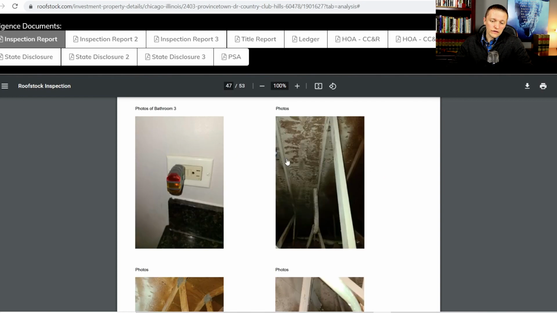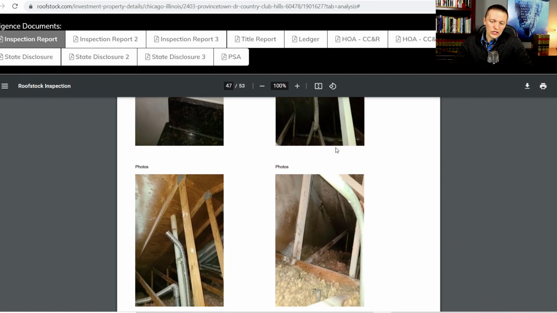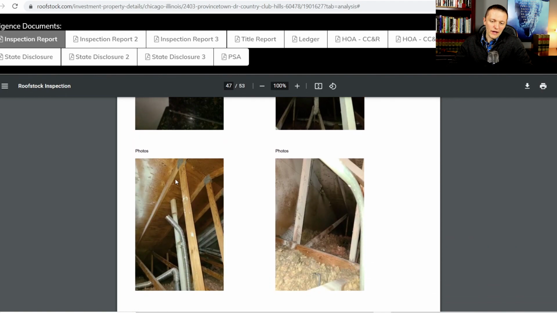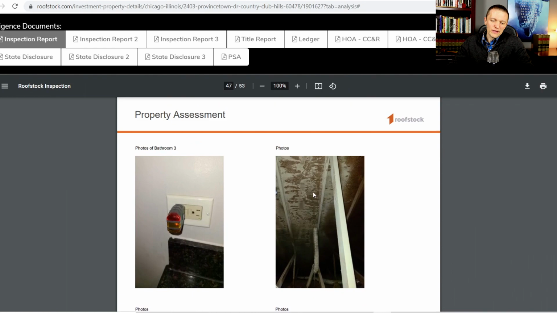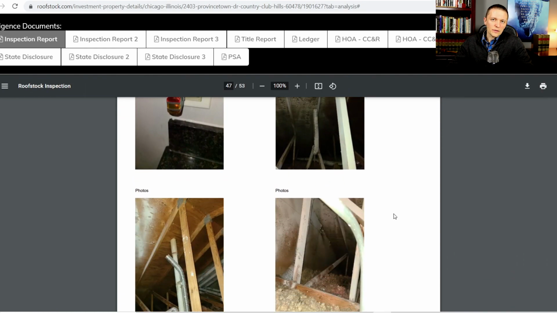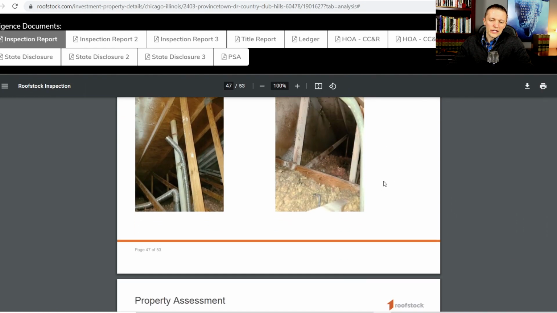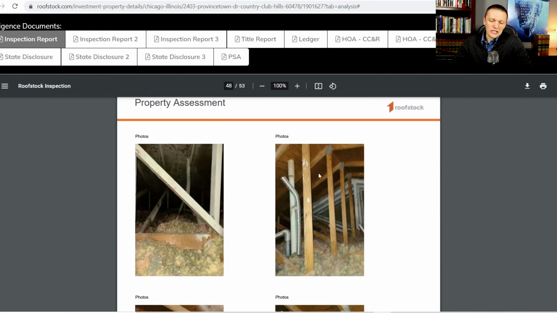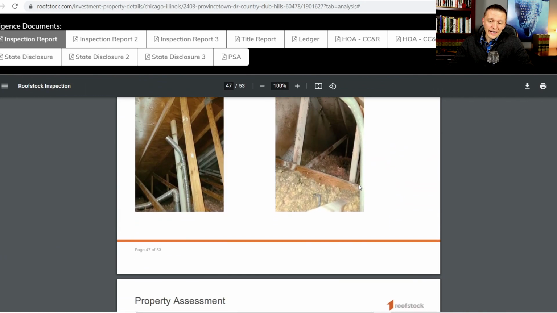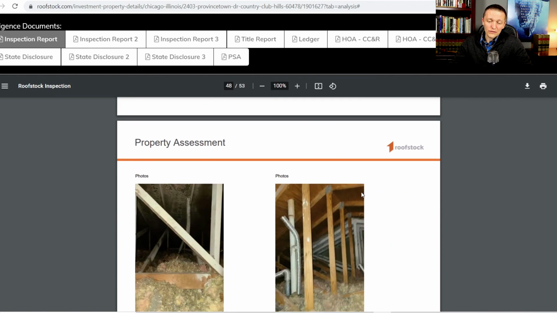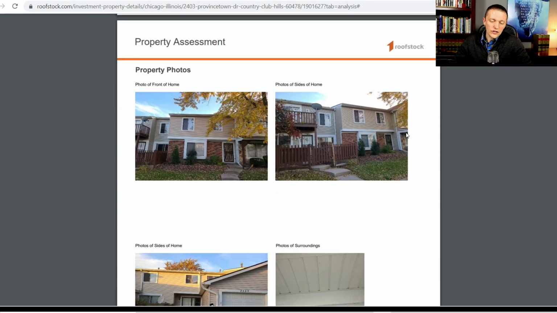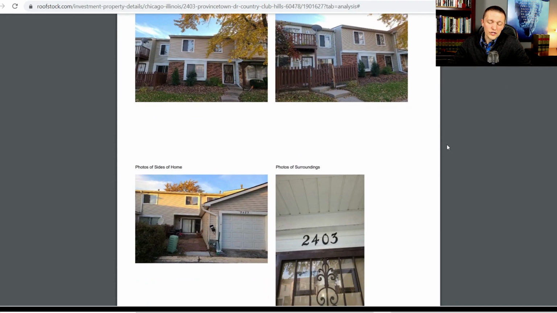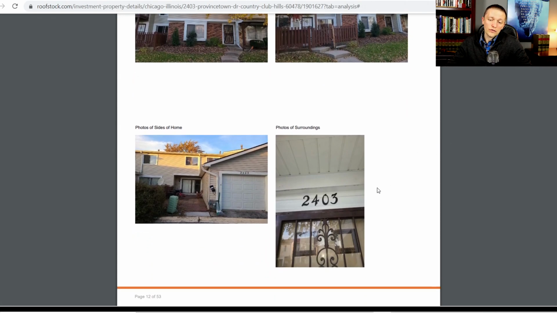And I looked at the photos. They don't look to me too terrible. There may have been some kind of mold or some issue there that they either spray painted, or maybe they spray painted Kilz on it, or maybe they bleached it. In any case, it is something that can be remedied fairly easily and relatively inexpensively. It does not look like an attic that has terrible mold problems, at least from the pictures that I am seeing here. And it's useful that there are quite a few pictures in these inspection reports that Roofstock provides.